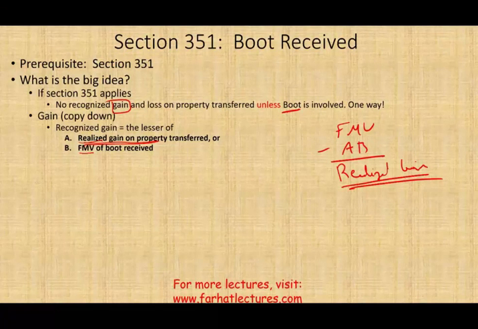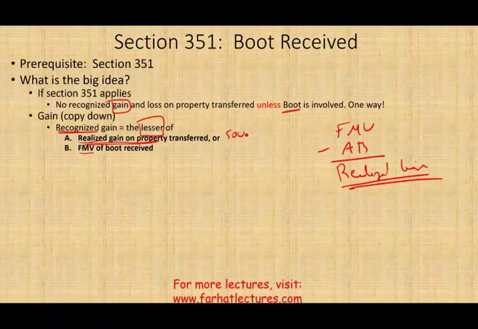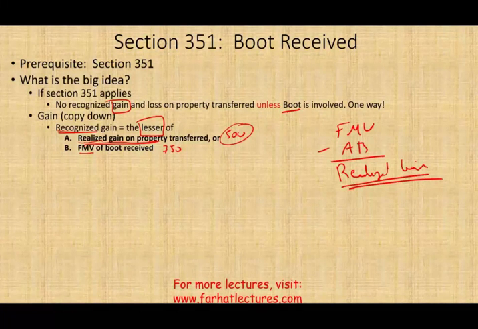So you're going to be recognizing the lesser. Recognizing means it's the taxable portion of the transaction, either the realized gain or the fair market value of the boot received, whichever is lower. So if we happen to have a realized gain of $300 and the boot received is $100, we'll go with the boot received. If the realized gain on the transaction was $500 and the boot received is $750, we'll go with the realized gain, the lesser of boot received or realized gain.